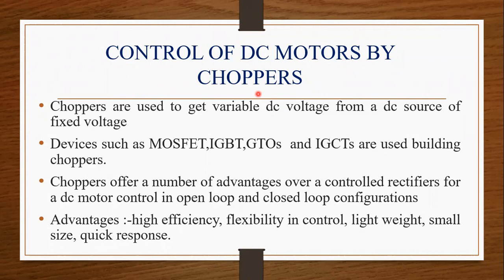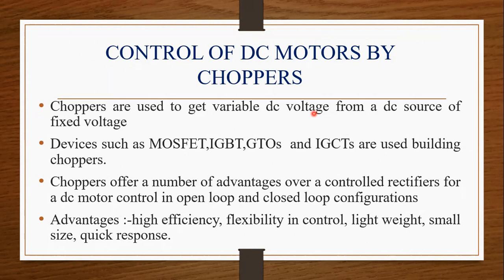Choppers are used to get variable DC voltage from a fixed DC voltage. That is called fixed DC to variable DC converters. Choppers are like fixed DC to variable DC converters. So by using these choppers, it is possible to increase the voltage or decrease the voltage, like a transformer. Generally these choppers are called a DC transformer.